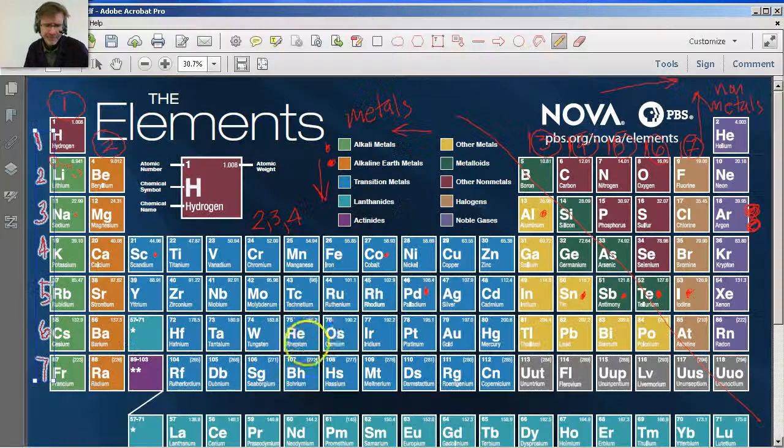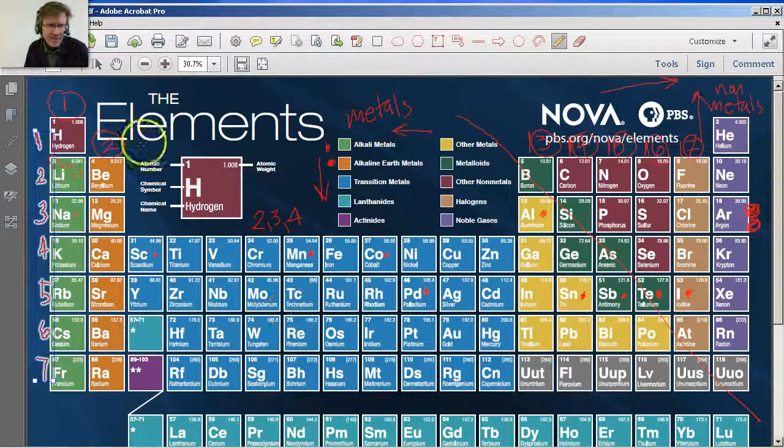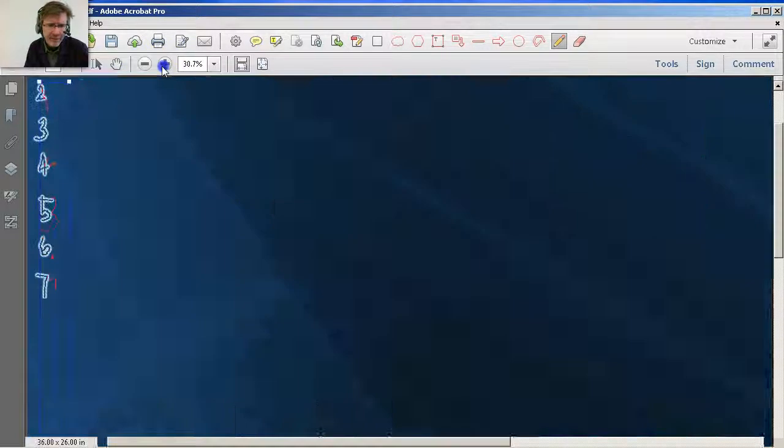Mn. Mn is manganese, not magnesium, manganese. Here it's number 25. The question is manganese. What is the atomic mass? So atomic mass is not the same as the atomic number. Don't confuse those two. Atomic mass, let's zoom in a little bit here for manganese.